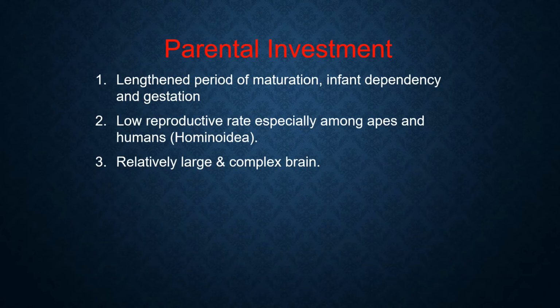So parental investment is due to a lengthened period of maturation and infant dependency as well as gestation, low reproductive rates, especially among apes and humans or hominoids, and a relatively large and complex brain. All of these things are factors in what leads to our species and other ape species having to have a higher degree of parental investment than other mammals.